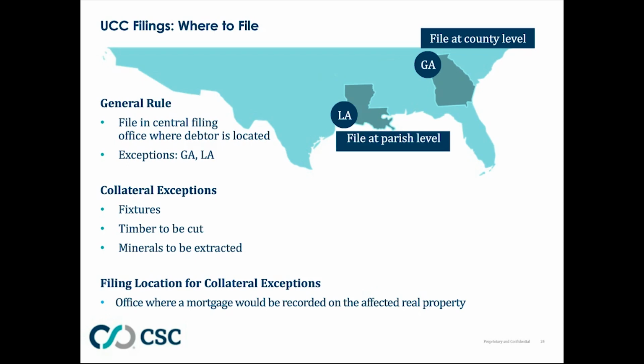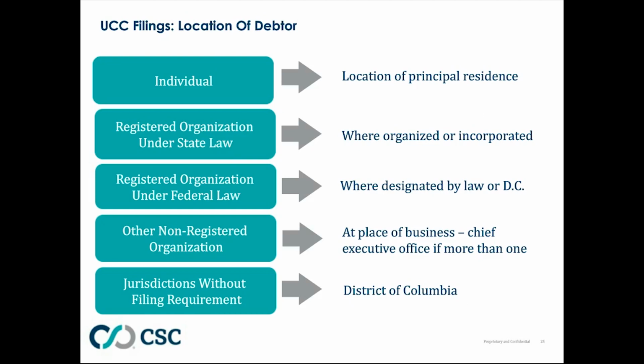So this would actually be filed at a different index than a standard UCC filing. UCC filings, determining location of debtor. On the left, there's a pattern here. We're listing different types of entities, individuals, companies, organizations, and also showing you where you need to file for the different types.